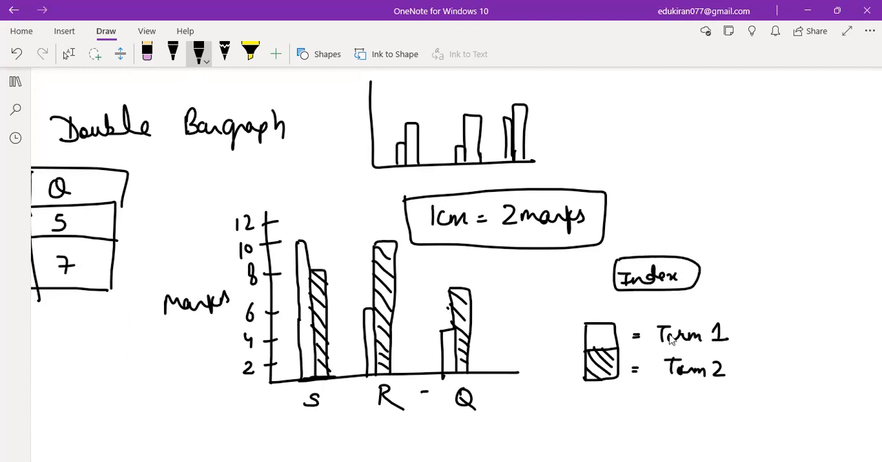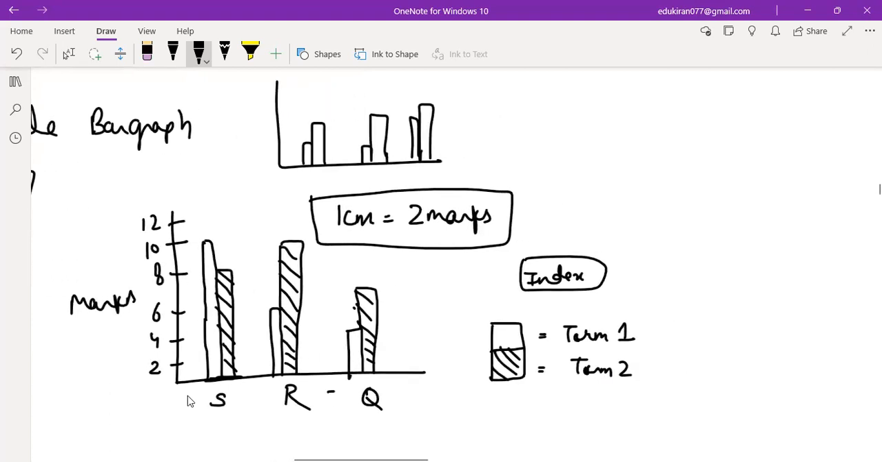Term 1. So easily, just by looking, I can say, even if I do not give you the question, can you read it? Yes? That in term 1, S scored 10 marks. In term 2, S scored 8 marks. In term 1, Ria scored 6 marks. And then in term 2, 10 marks. Here, this and this. Clear?